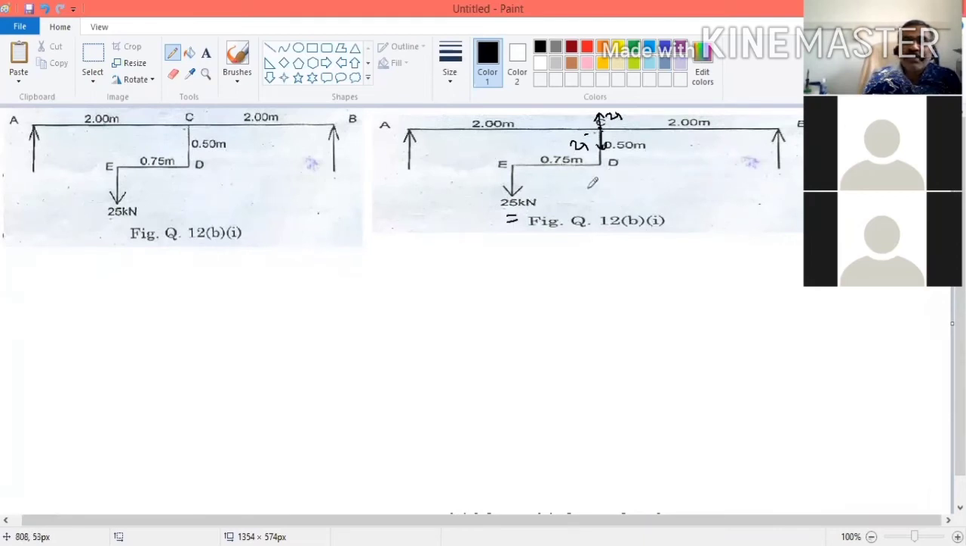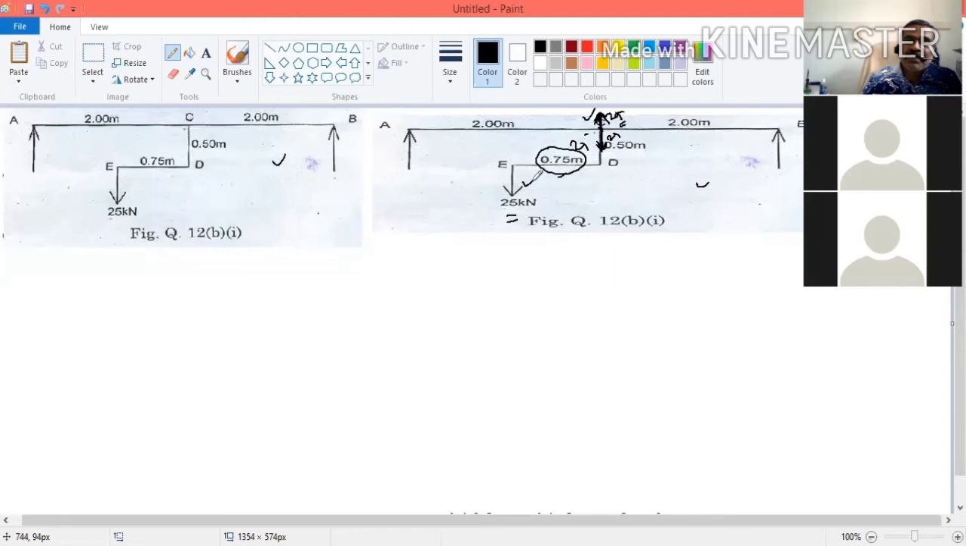What I am doing is to transfer the force to this point: you take 25 kilonewton in the upward direction and 25 kilonewton in the downward direction. These two forces are equal and opposite, so the net force will be zero. So this beam and this beam are same now. Now you consider this force and this force. These two are equal and opposite, but separated by a distance of 0.75 meter.